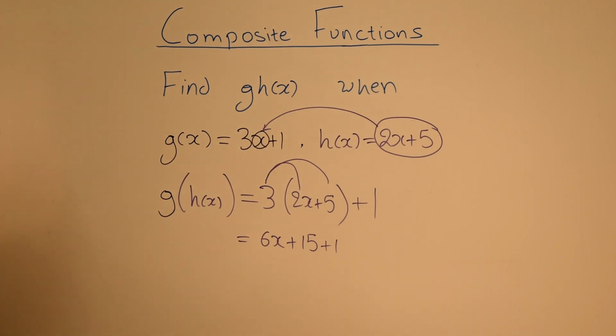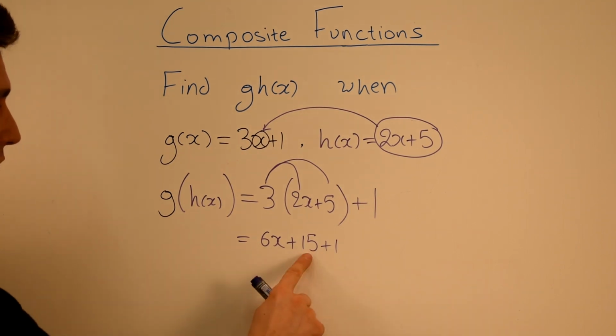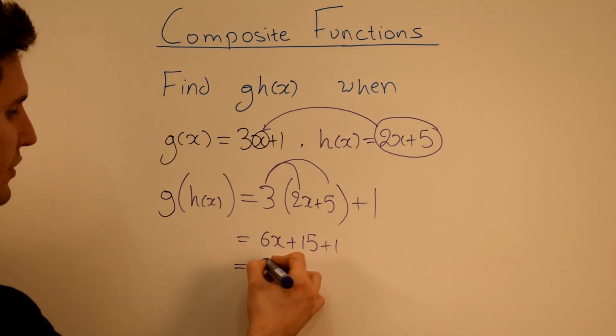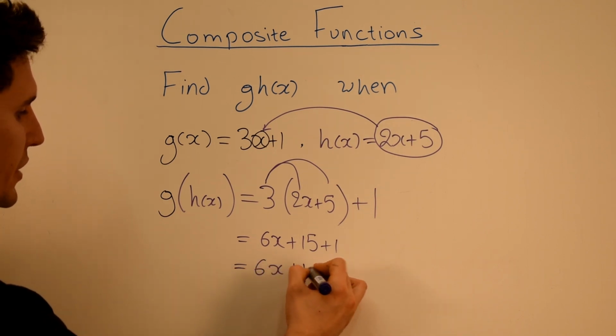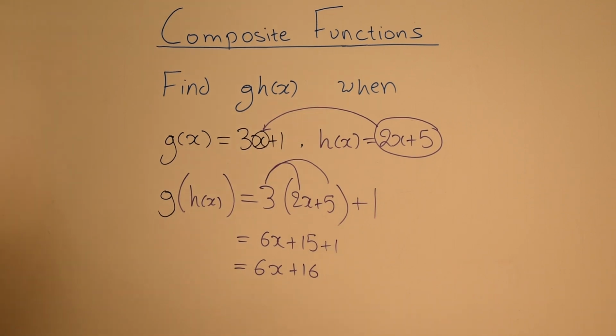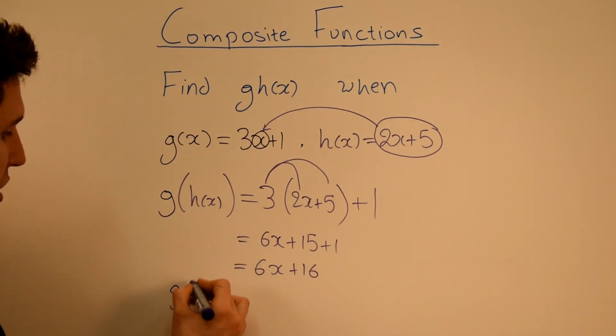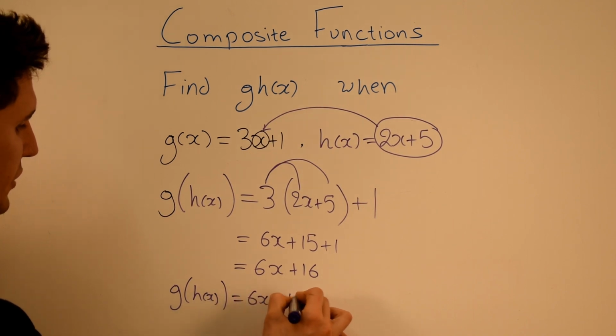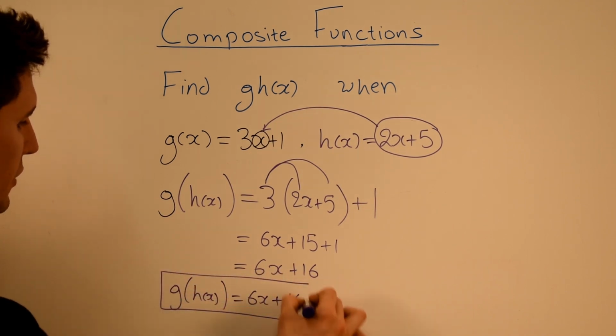Okay, let's simplify this expression slightly more by adding 15 and 1. Well, that's simply equal to 16. Therefore the final answer here is that this is equal to 6x plus 16. Now if we write the answer down a bit neater, we've got g of h of x is equal to 6x plus 16. And this is our final answer.